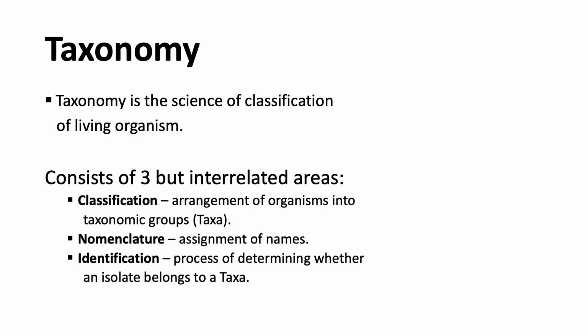Classification is the arrangement of organisms into taxonomic groups on the basis of similarities or relationships. The taxa include the kingdoms or domains, divisions or phyla, classes, orders, families, genera, and species. On the other hand, nomenclature is the assignment of names to the various taxa according to international rules. Third, identification is the process of determining whether an isolate belongs to one of the established or named taxa or represents a previously unidentified species.